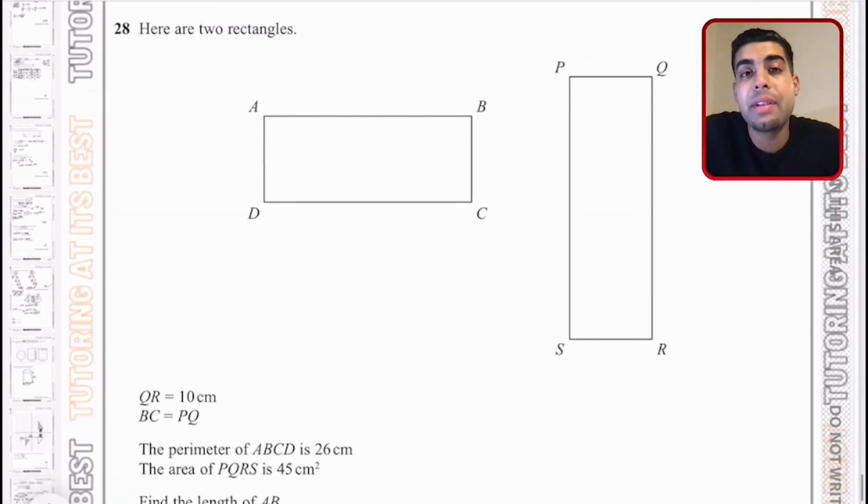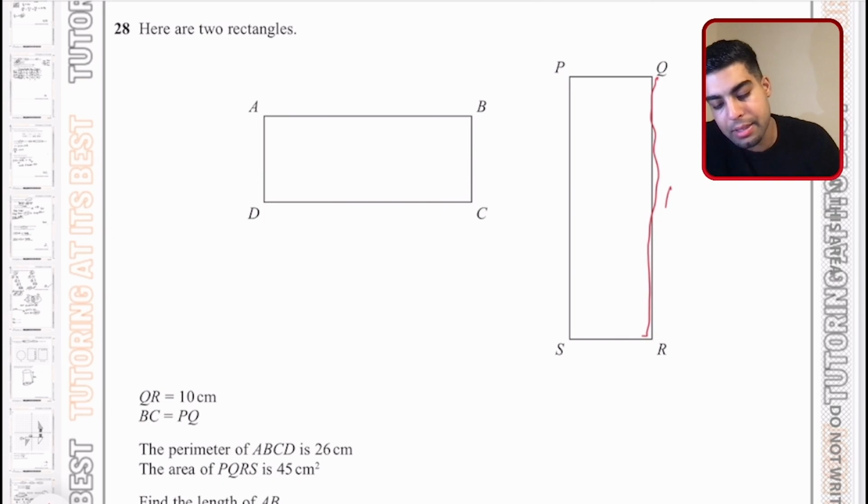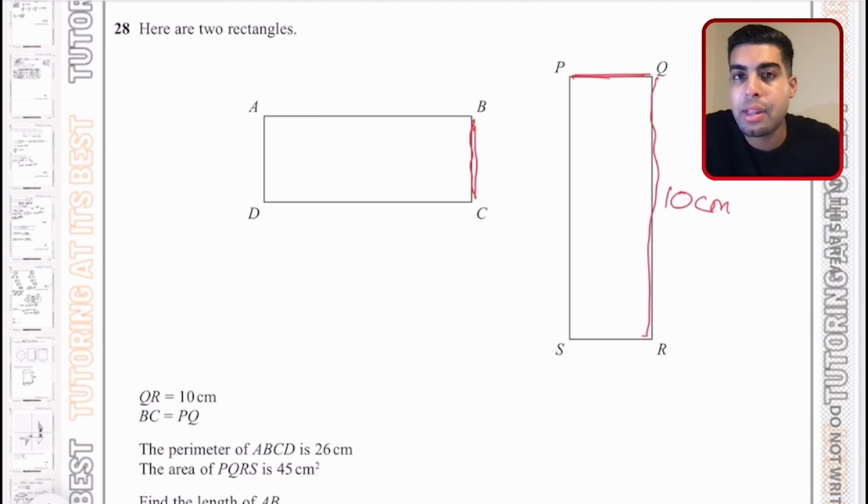And this is where we've been given 2 rectangles, and we are told that the length of Q to R is 10 centimeters. So I'll go ahead and write this out. And then we can see that the length of BC is the same as PQ. But because we're not given a value for this, I'm just going to add a variable X to this one here.